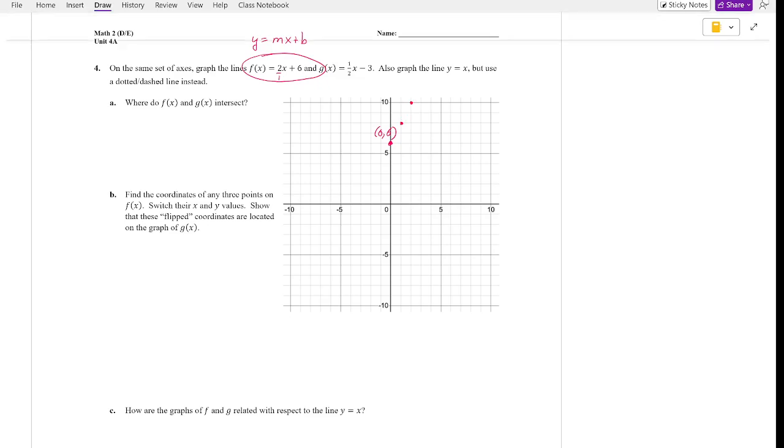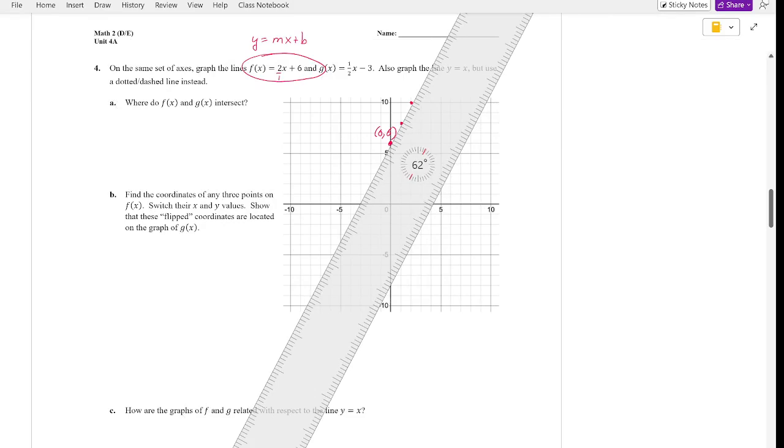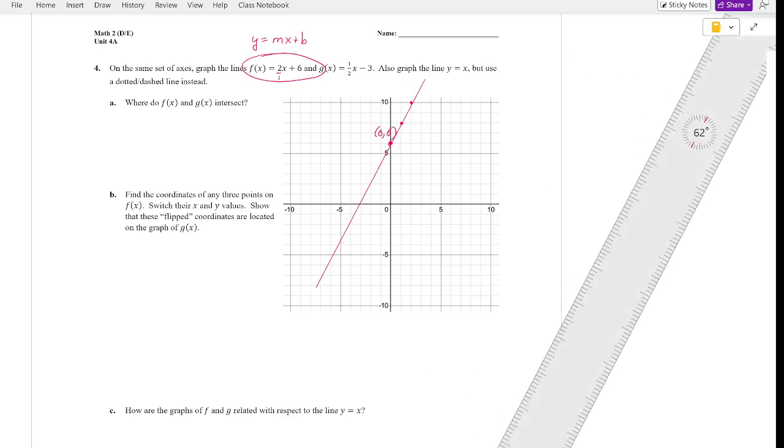Let me get my ruler out and I'll draw that line. Kind of looks like this. Is that pretty good? Yeah, I think that's okay. So there's the line, f of x equals 2x plus 6.